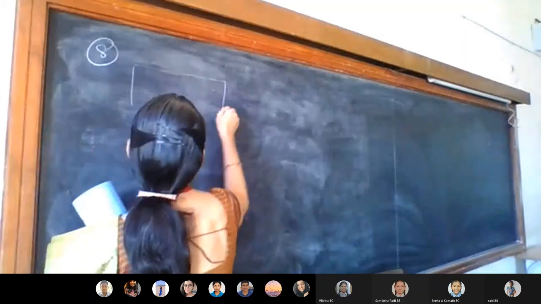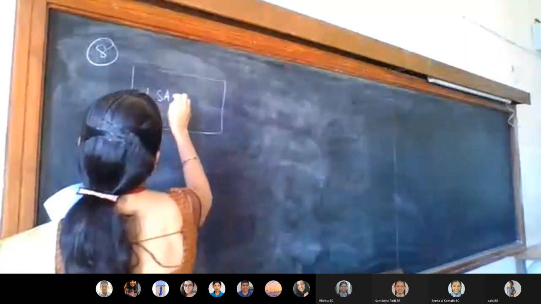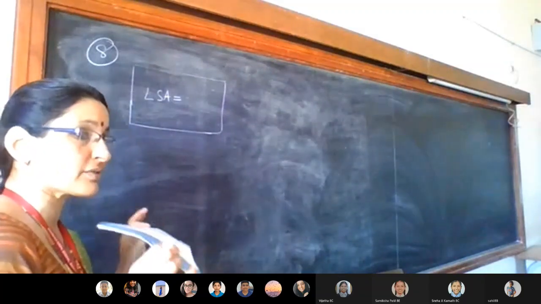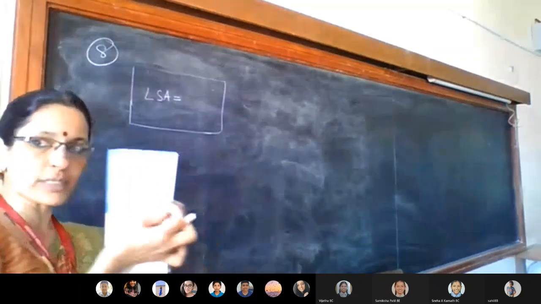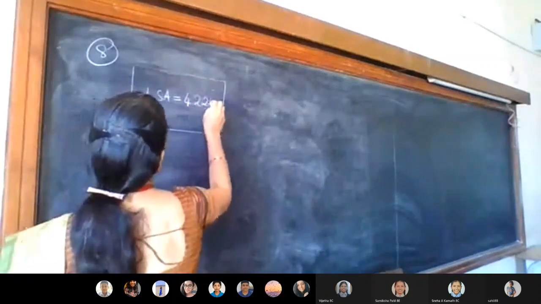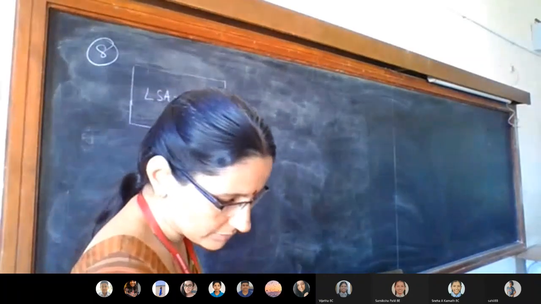So if this is the paper, the area of this is given, which is actually the LSA of the hollow cylinder, but that is the area of the paper also. Correct? They made the hollow cylinder using this only. So LSA is 4224 square centimeter. It is centimeter, no?